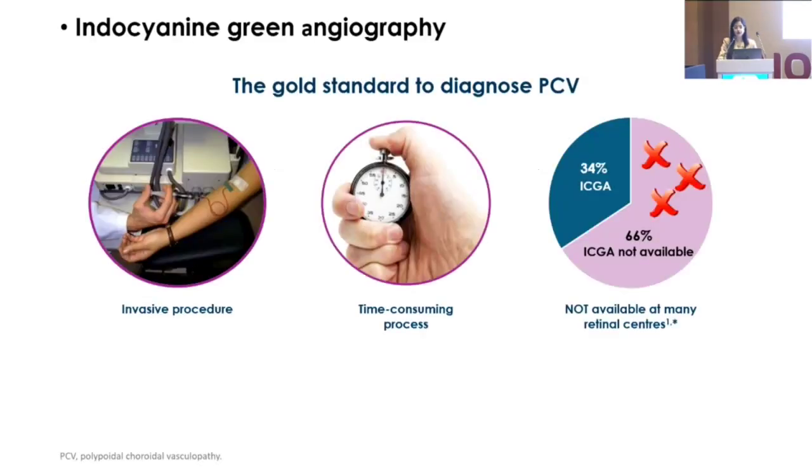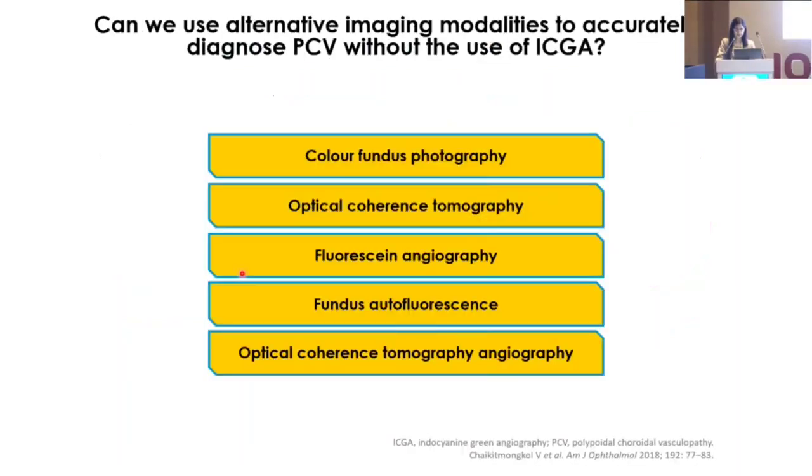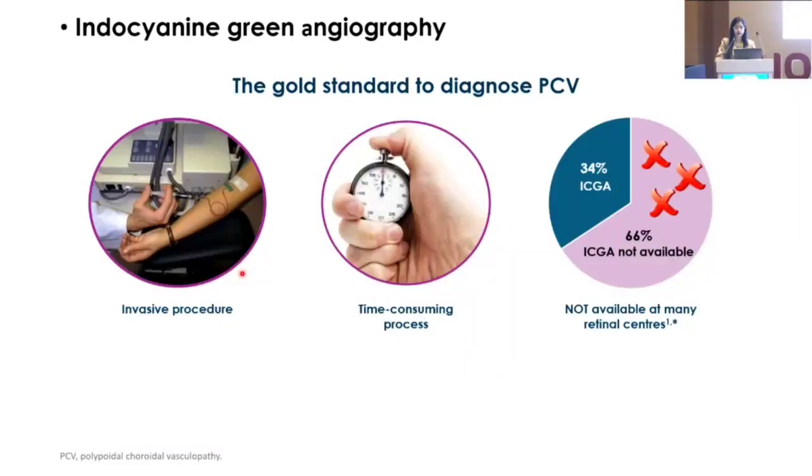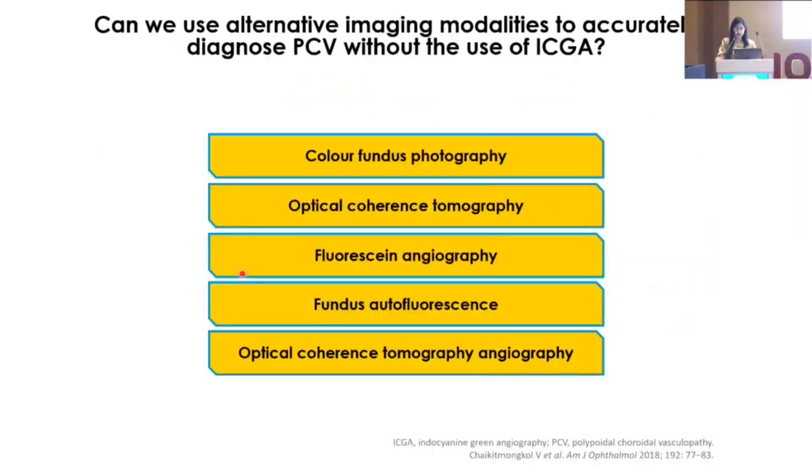So, although ICGA remains an important imaging modality in current clinical practice, fewer clinicians tend to perform dye angiograms because it is an invasive procedure, it is time consuming, and it requires special dye and equipment, which are available only at large ophthalmic centers. Moreover, ICG is contraindicated in patients with impaired kidney and liver function, during pregnancy, and in patients with a history of allergy to iodine-based dyes. This leads to the possibility that PCV cases may be missed in clinical practice.